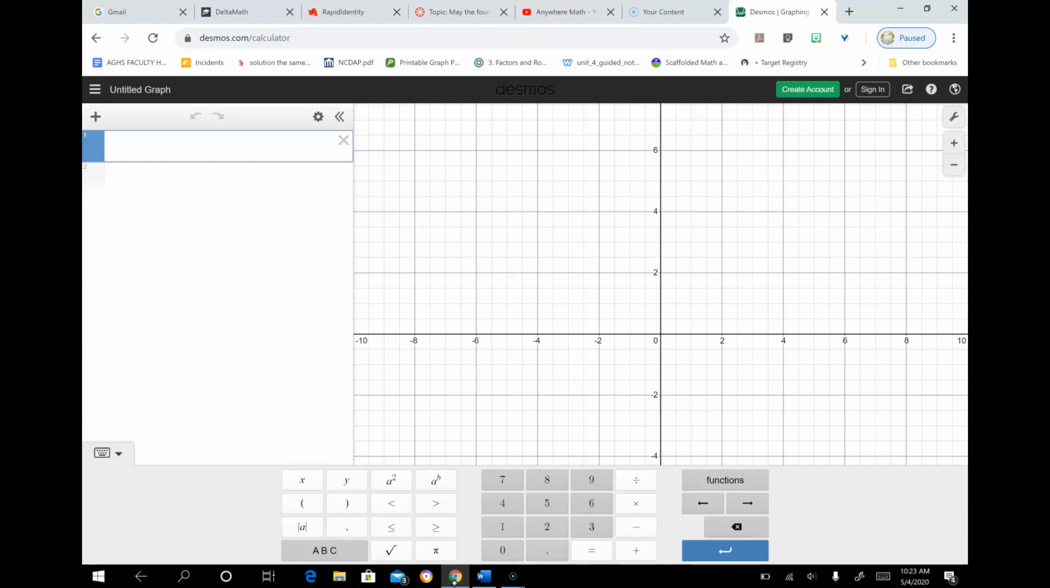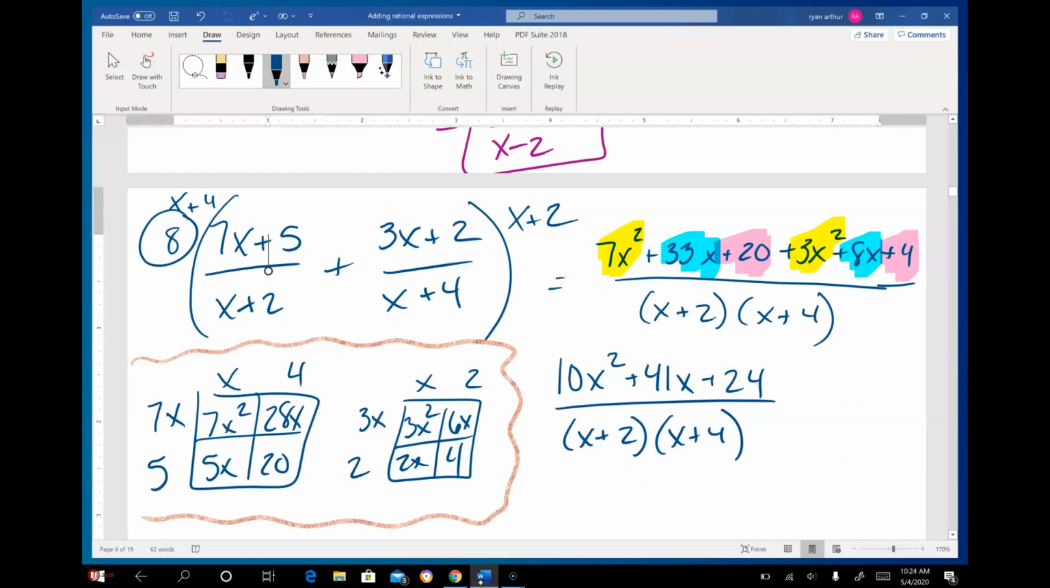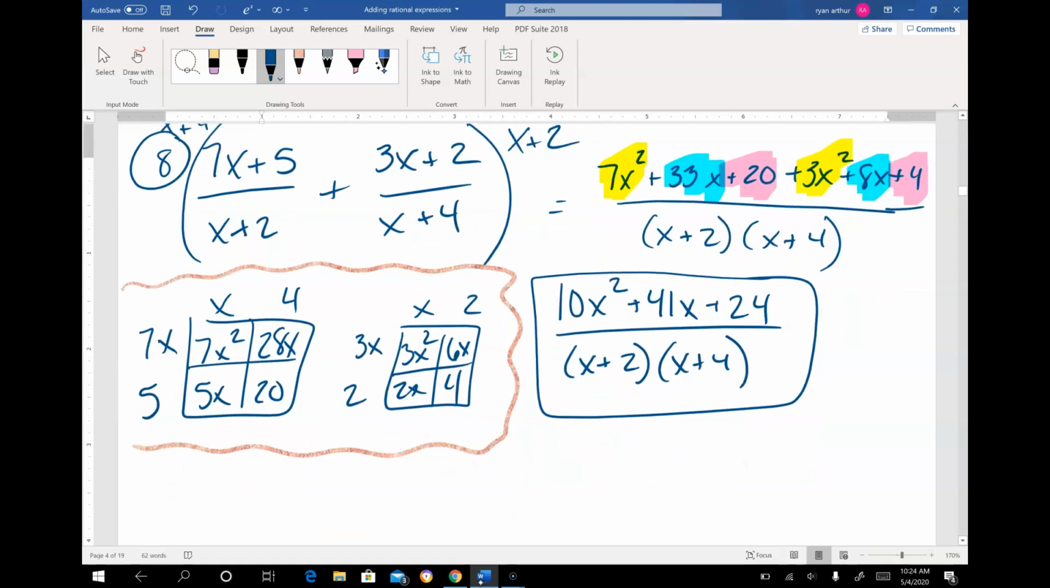So we've got 10x squared plus 41x plus 24. Well, let's look. That's not pretty. That's not pretty. So if you were solving this, you would have to do the quadratic formula. So therefore, that is it, and that is your final answer. I know it ain't pretty looking, but it's your final answer. Now you could foil out the denominator and put it in standard form also, but that's it.